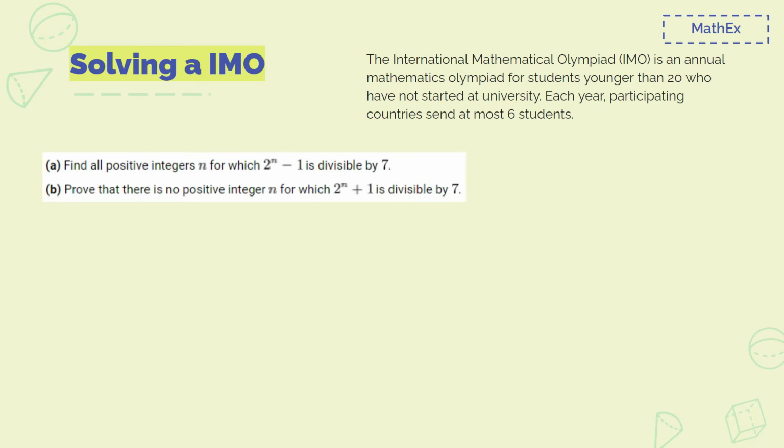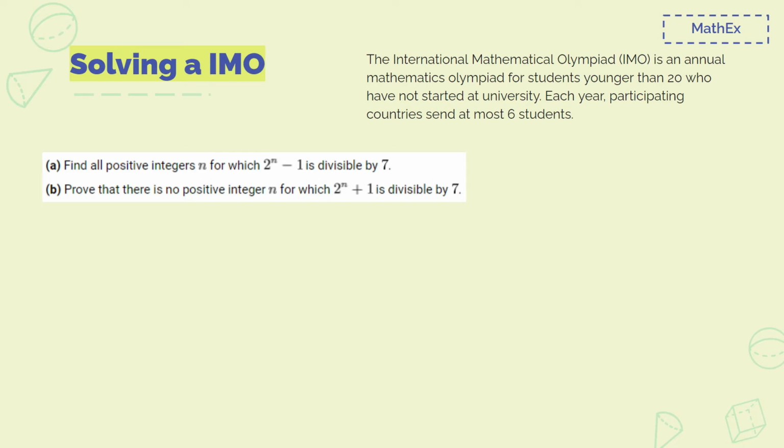So it says here, for A, find all positive integers n for which 2 to the n minus 1 is divisible by 7. And for B, prove that there is no positive integer n for which 2 to the n plus 1 is divisible by 7.